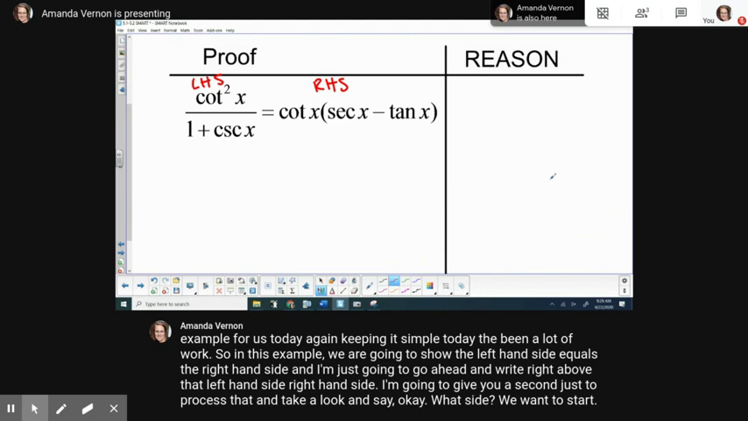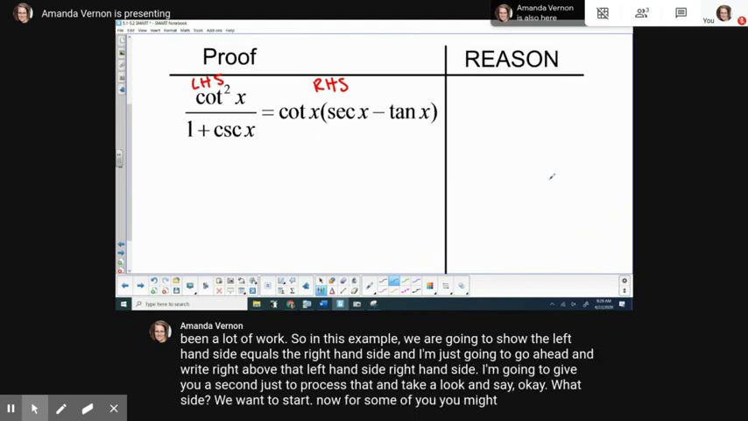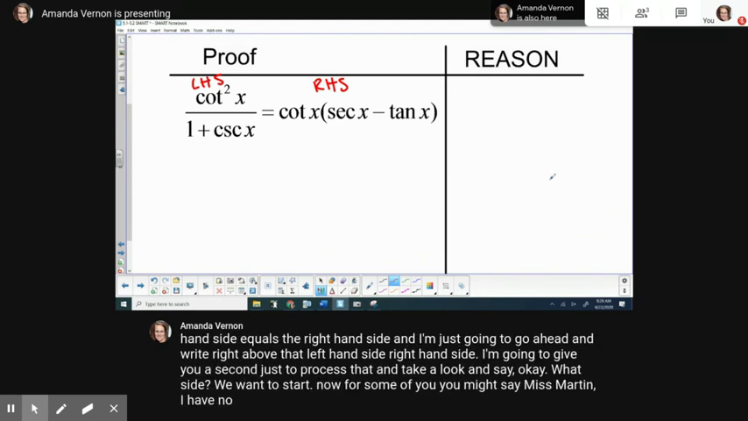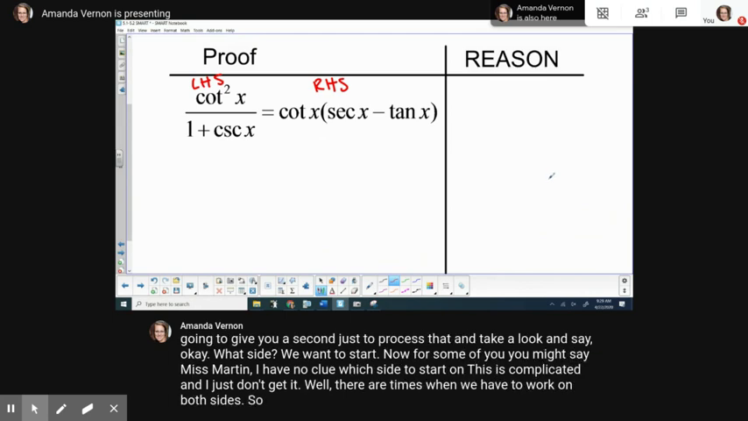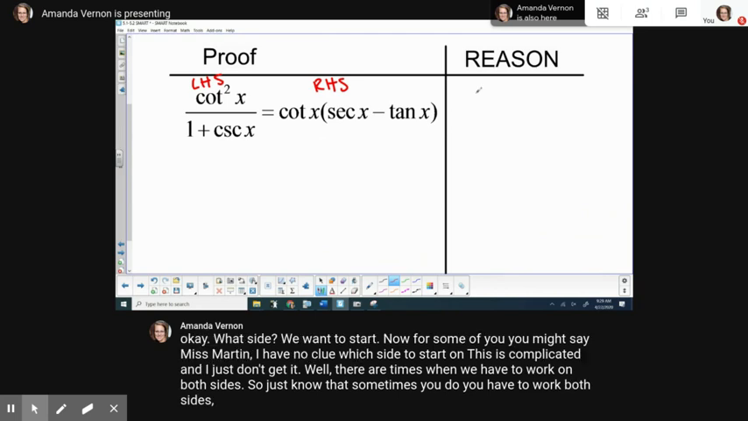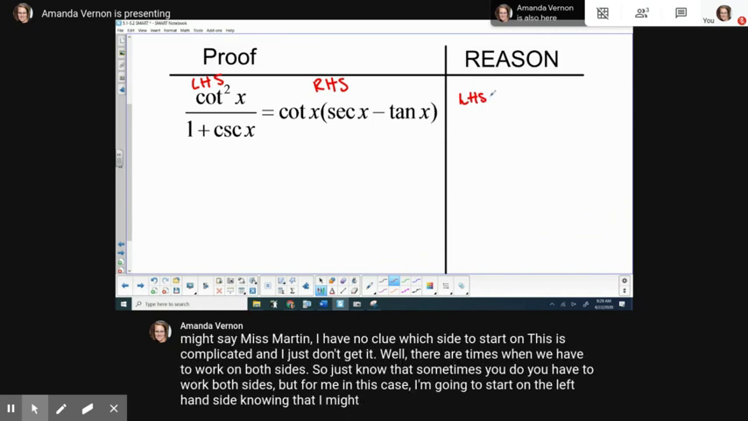Now, for some of you, you might say, Miss Vernon, I have no clue which side to start on. This is complicated and I just don't get it. Well, there are times when we have to work on both sides. So just know that sometimes you have to work both sides. But for me, in this case, I'm going to start on the left-hand side, knowing that I might have to do stuff on the right-hand side, but I'm going to start here.